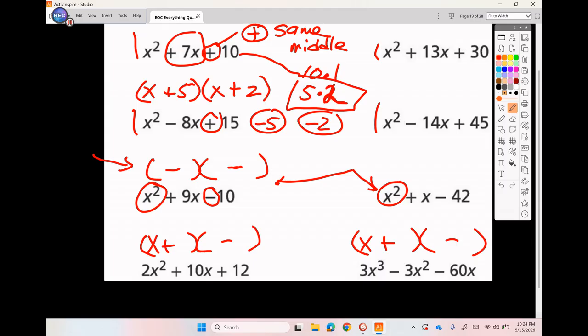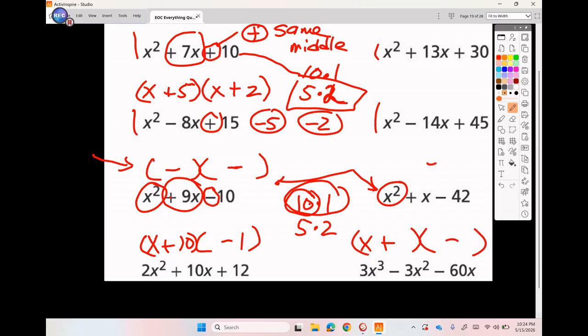So now let's start here. 10 could be 10 times 1 or 5 times 2. In this case, the numbers need to multiply to give you 10 but subtract to give you 9. So that has to be 10 and 1. Now make sure you remember your subtraction rule. You subtract and keep the sign of the bigger number. So you have to make sure your middle sign matches with your bigger number. So put the 10 on the plus and the 1 on the minus.